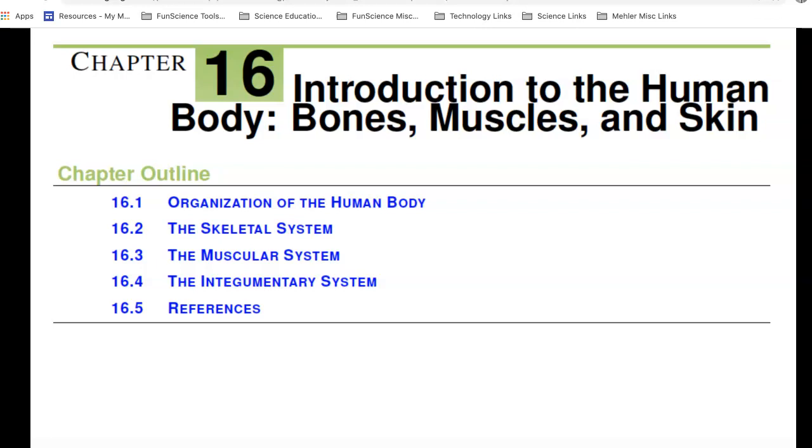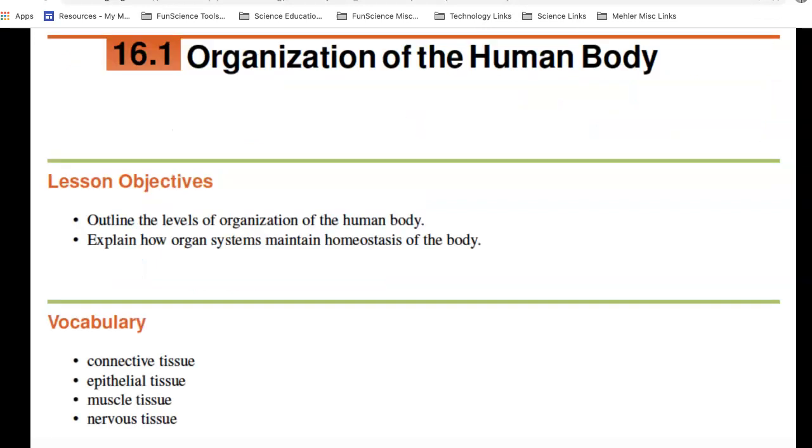If you look at this, we are looking at the organization of the human body, the skeletal system, the muscular system, and the integumentary system. That might be a new term to you, and really we're talking about the skin, the largest organ of the body. In 16.1, the lesson objectives are an outline of the levels of organization of the human body, and we'll also take a quick look at how organs maintain homeostasis.